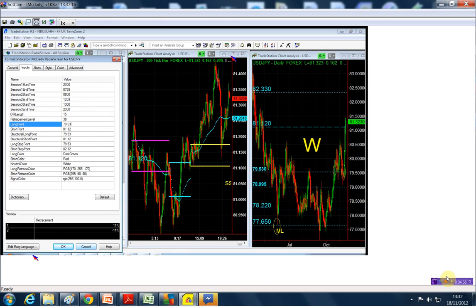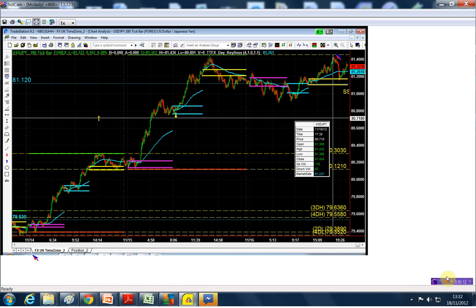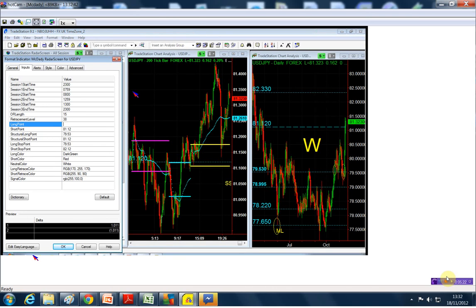Now, to buy it, it's already now 81.32. The high of the day is 81.43. So we're going to buy it above the high of the day. We're going to buy the dollar yen above 81.42. The next structure long point is the 82.33, and these structure points are magnets. They pull the prices towards them.